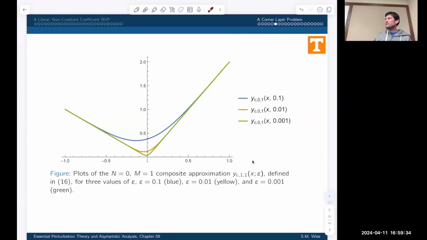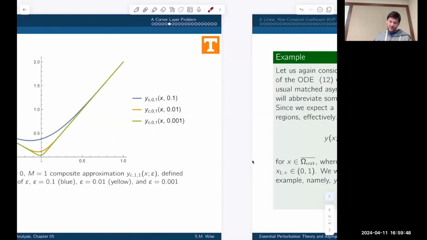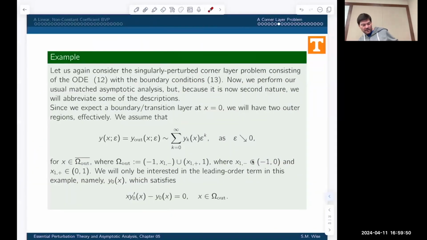Anyway, this is a pretty good approximation of what solutions look like, given to us from composite solutions, which we're going to generate from matched asymptotic expansions. We haven't done that yet, so let's do that next. That's where the cool part comes in. So here's our next example.